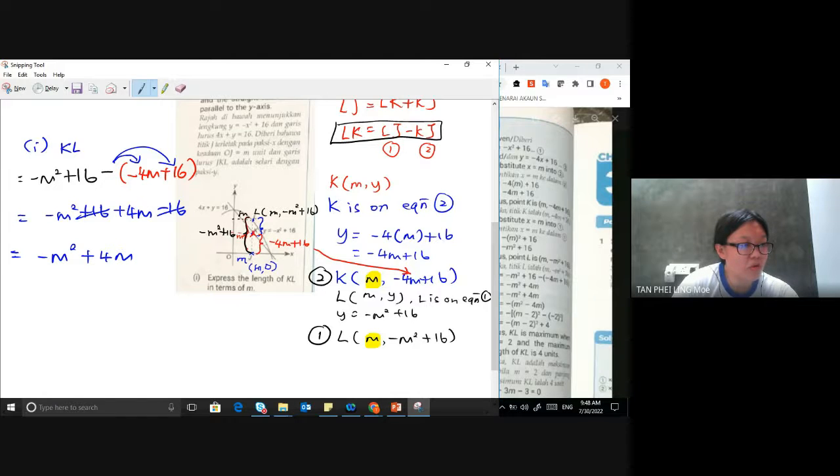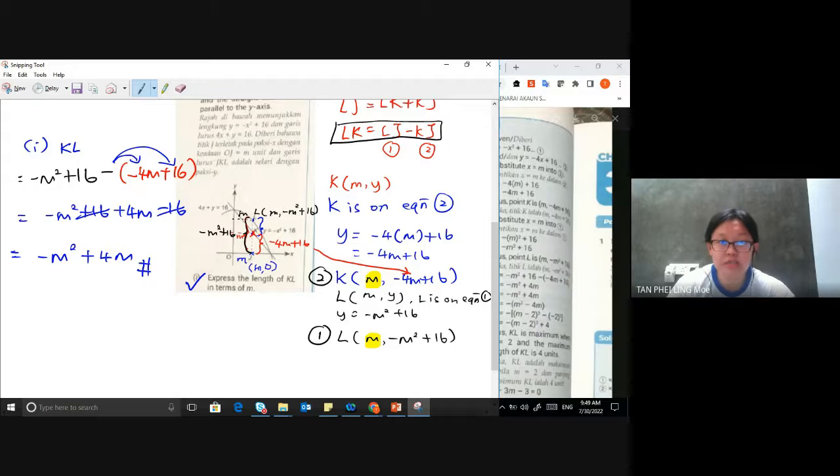They asked for what? Okay, now I come to this part, right? Can we check again? Did I express KL in terms of M? Yeah, so this one we are done. Express the length of KL in terms of M. Is it very tough? It looks very tough at first, right?